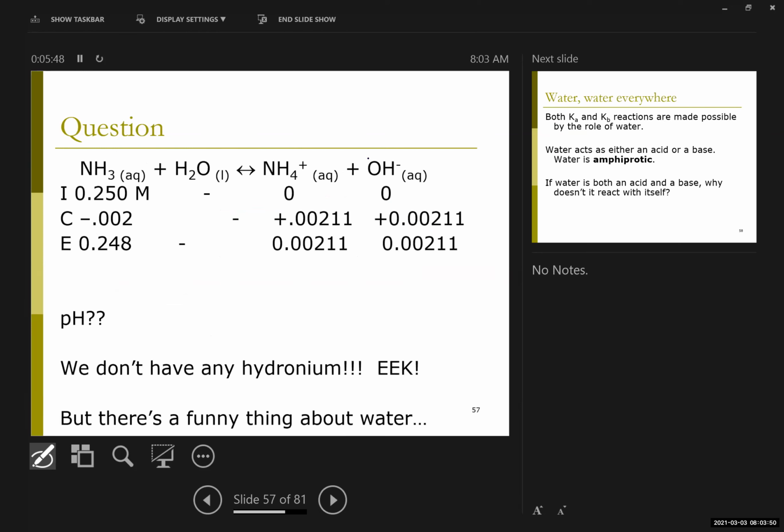And in fact, if I look only at this reaction, I don't have any hydronium. I have ammonia, I have water, I have ammonium, and I have hydroxide. None of those things is actually hydronium. This reaction by itself actually does not create pH. But this reaction is actually not by itself. There's another acid-base pair in the water. That acid-base pair being the water.